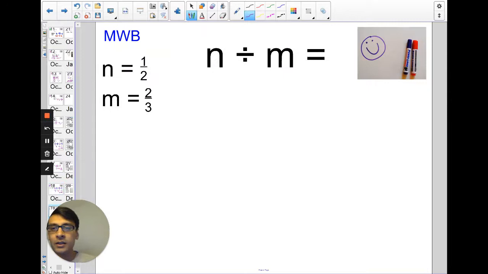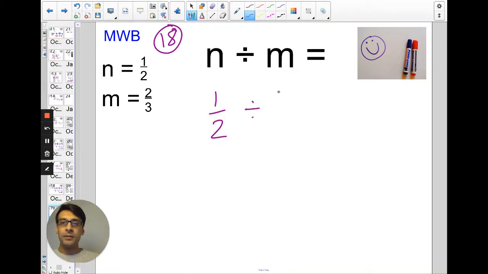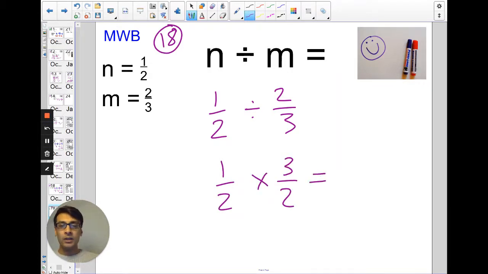Okay, question 18 in your books. Okay, I'm going to show you the answer now. 1/2 divided by 2/3 becomes 1/2 multiplied by 3/2. Then we just multiply the top, multiply the bottom, is 3/4.